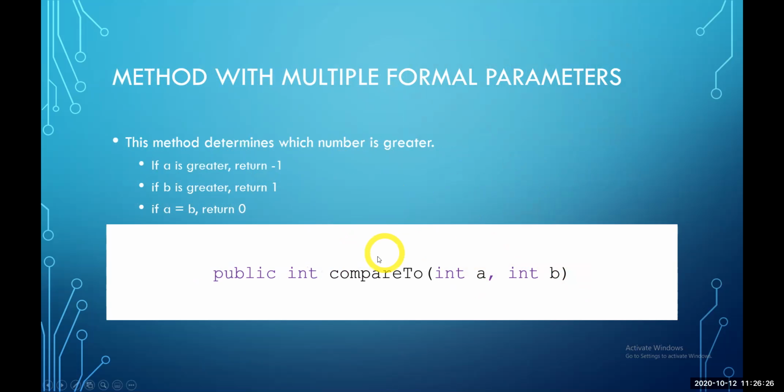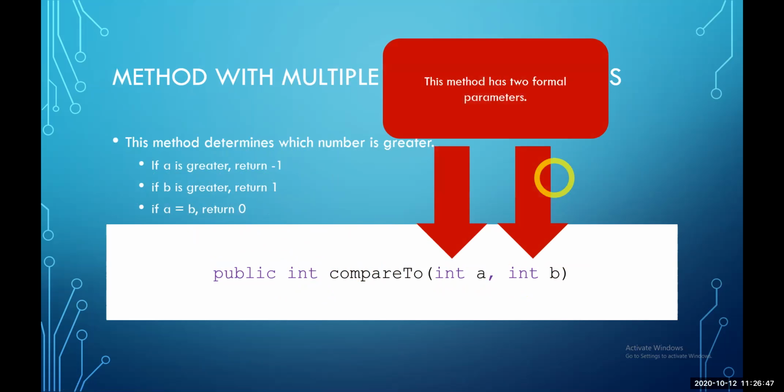So in this method, it's a compareTo method. If A is greater than B, it returns a -1, which is why I have int here, because it's returning a number, as my return data type is an integer. If B is greater, it returns a 1. If they are equal to each other, it returns a 0. A simple compareTo method. And this method has 2 formal parameters.